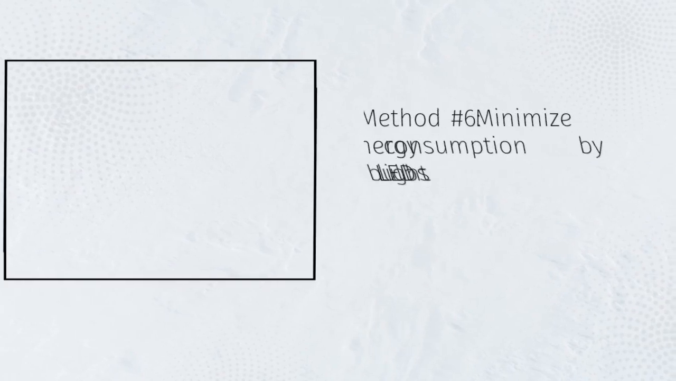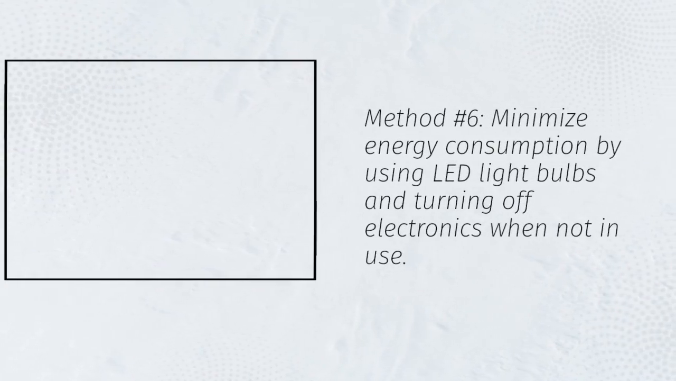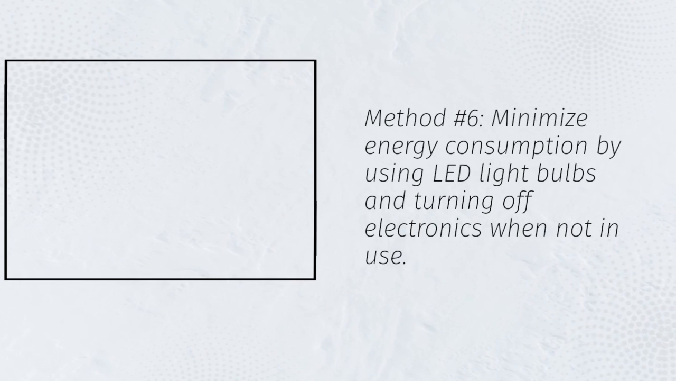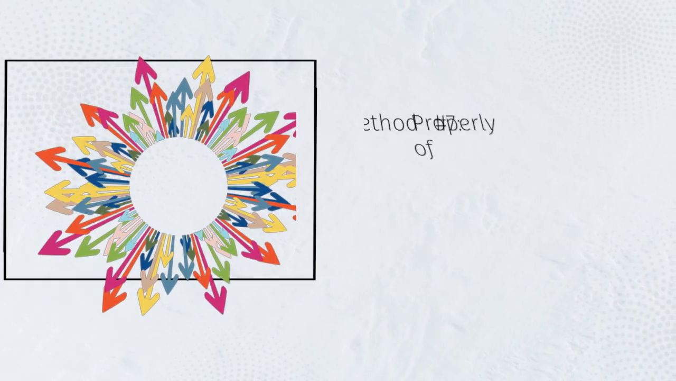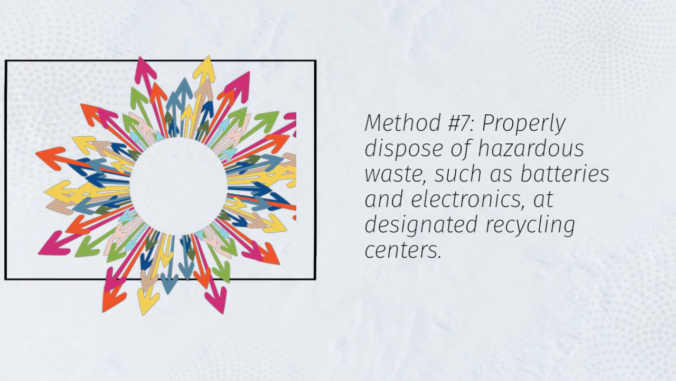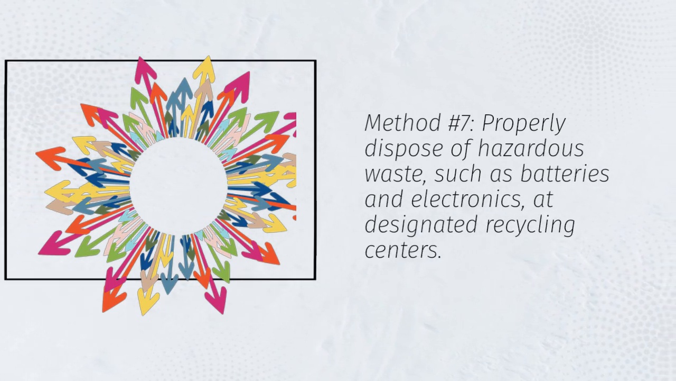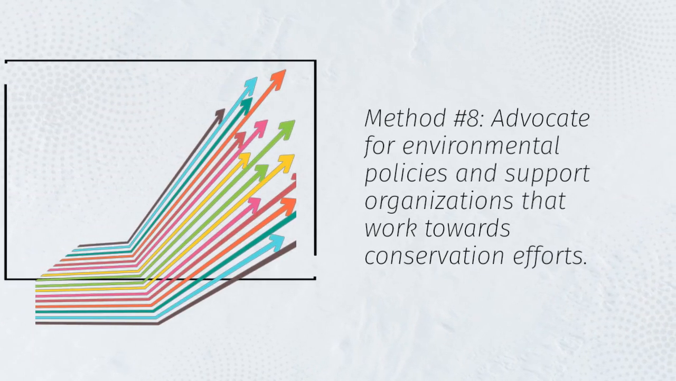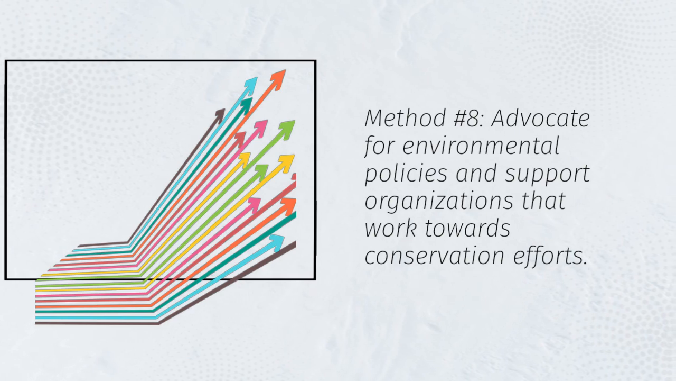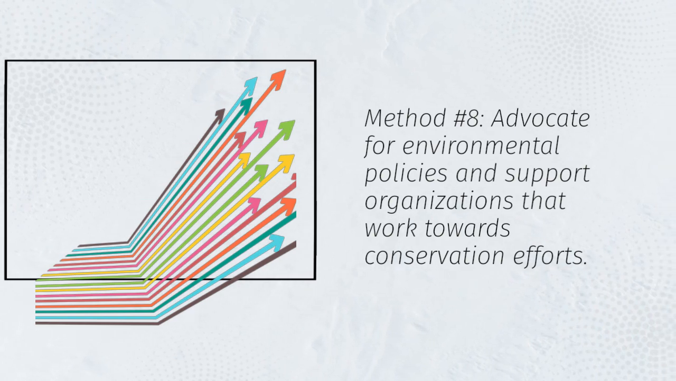Method number 6. Minimize energy consumption by using LED light bulbs and turning off electronics when not in use. Method number 7. Properly dispose of hazardous waste, such as batteries and electronics, at designated recycling centers. Method number 8. Advocate for environmental policies and support organizations that work towards conservation efforts.